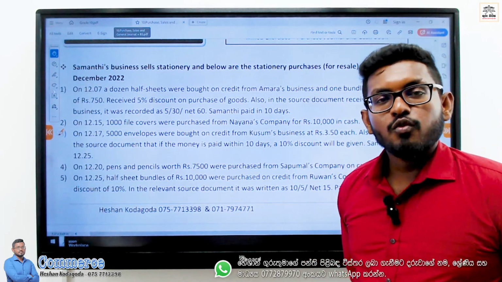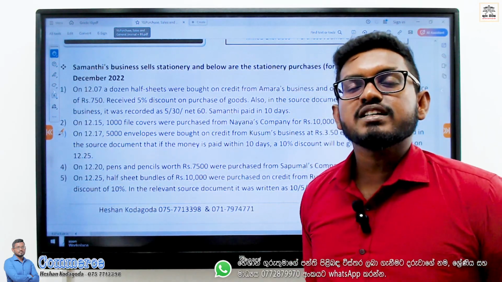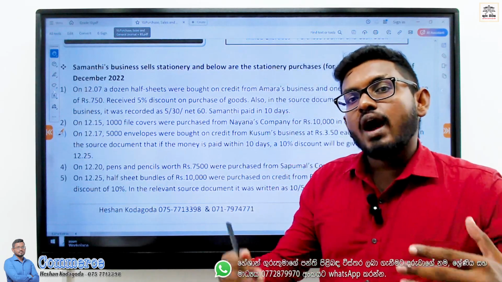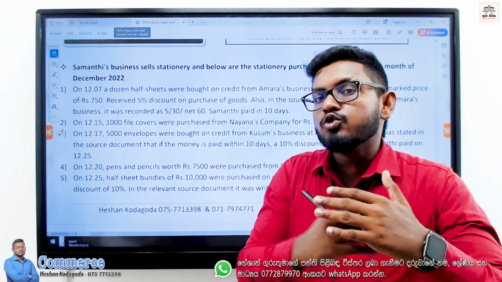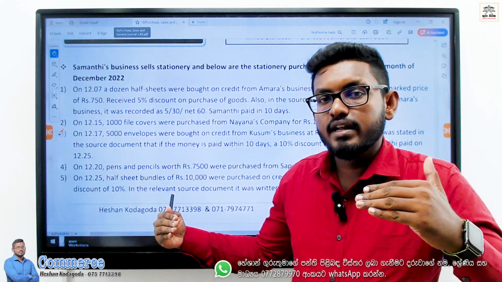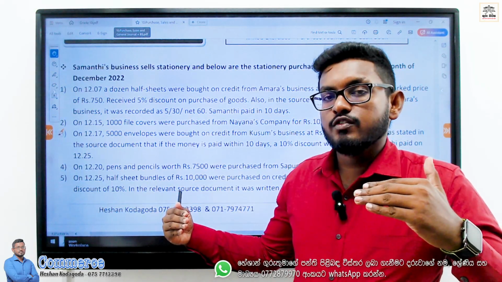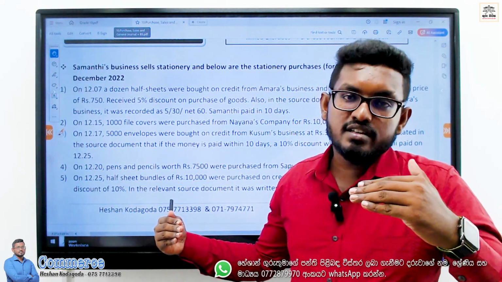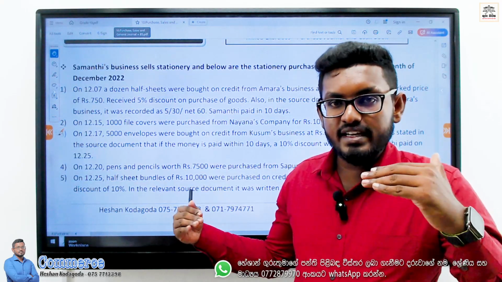Okay. When we record the transaction in the purchase journal, at the end of the month we debit the purchase account and credit the relevant creditors. Got it? 12 into 750 minus 5% trade discount. That is the value we record here.